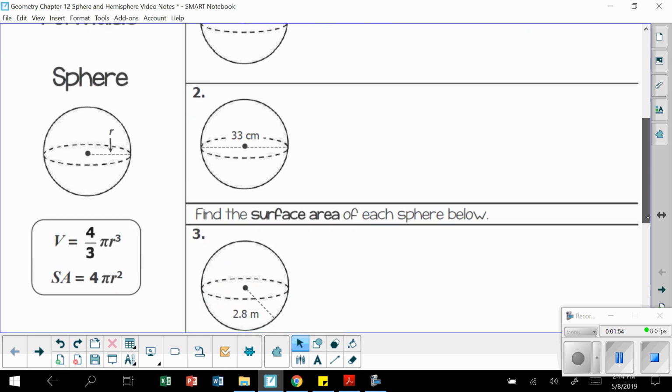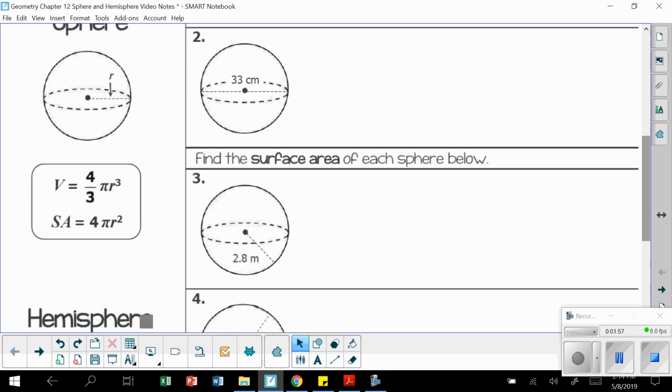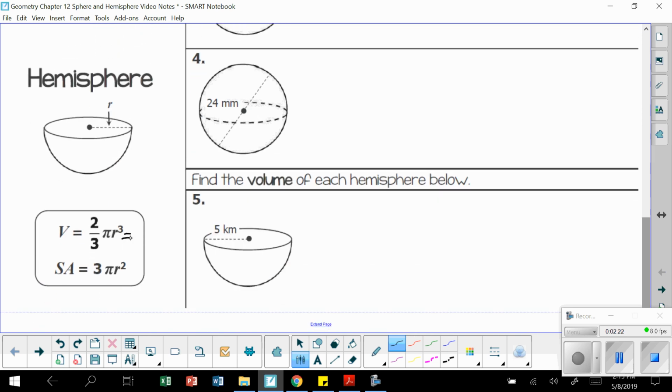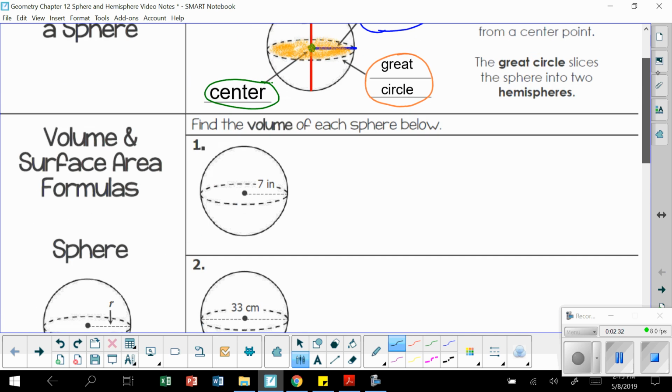All right, let's talk about some formulas over on the side here. So you know that I would rather see this as 4 pi r cubed over 3. Much easier to do. The surface area is going to be 4 pi r squared. If you keep going down for the hemisphere, it should look like this. Okay, so these are pretty straightforward.